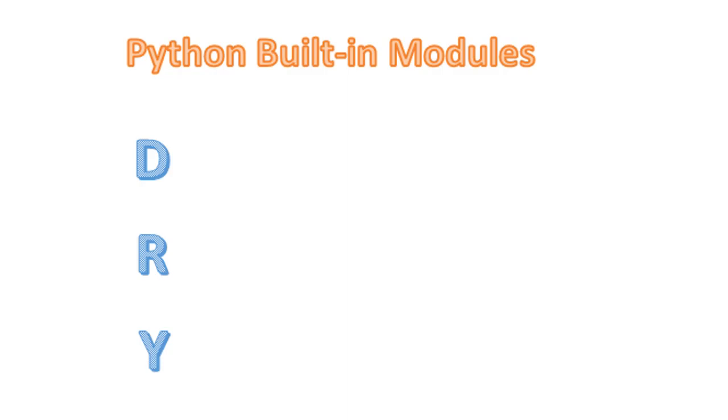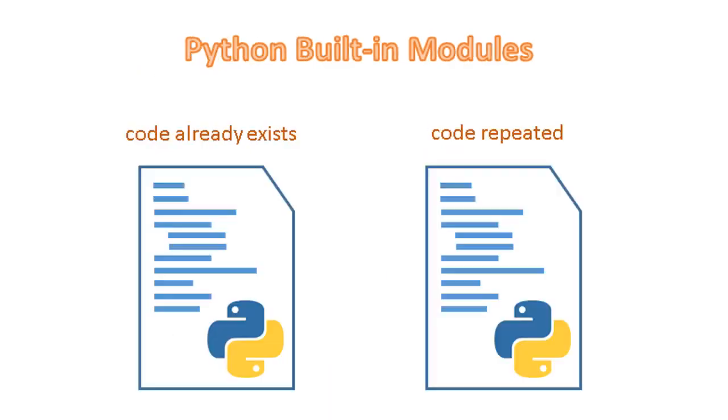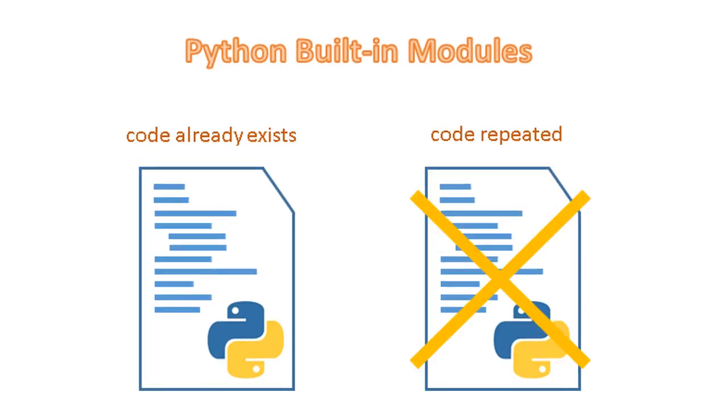Python follows DRY approach. DRY means don't repeat yourself. While writing a program, we often perform some tasks for which code already exists. So we don't need to waste our time to reinvent the wheel. We just need to reuse the code when it is required.